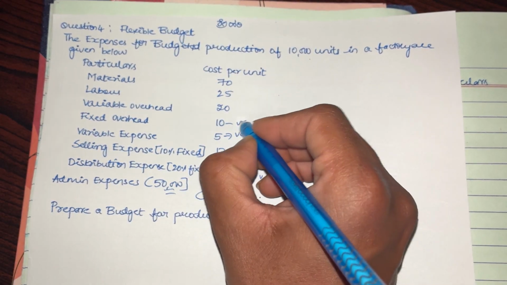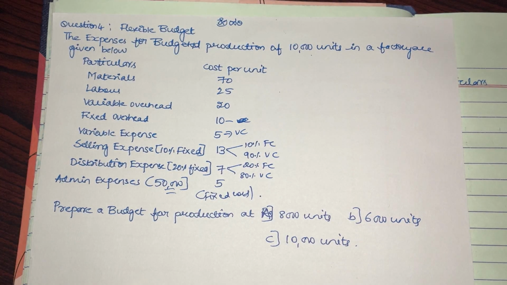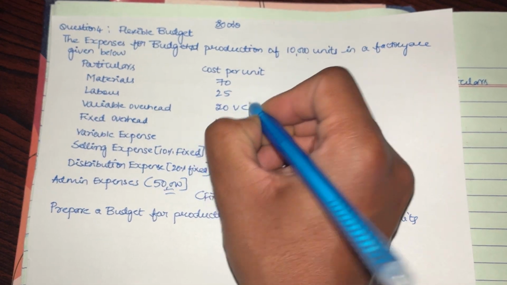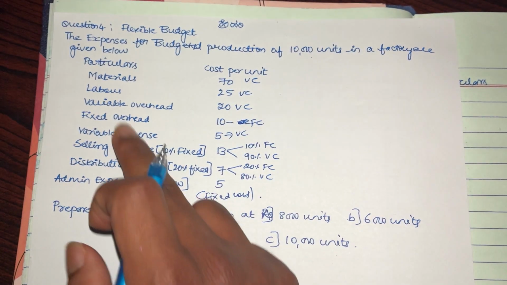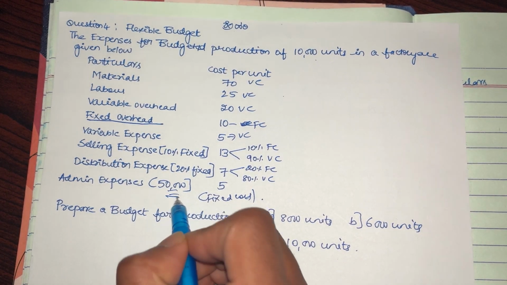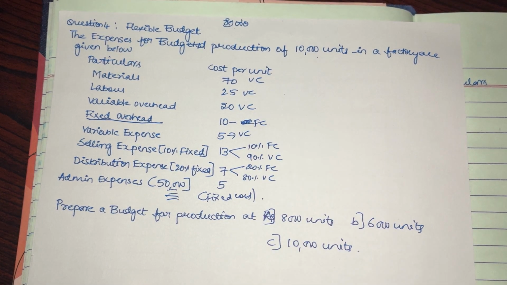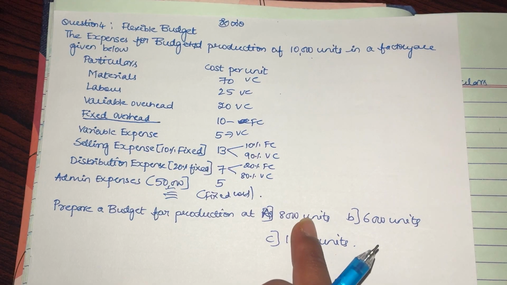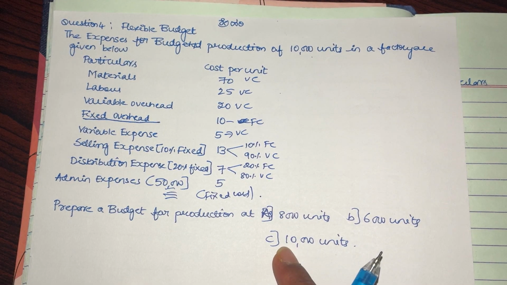Okay, so the remaining things are your variable cost. Fixed overhead is given, so when fixed overheads are given, it will be a fixed cost. Then this is variable cost and variable cost. Fixed overhead by nature itself is a fixed cost, and this is also by nature a fixed cost. The rest of the information is given below. Now prepare the budget for the production at 8,000 units, 6,000 units and 10,000 units.